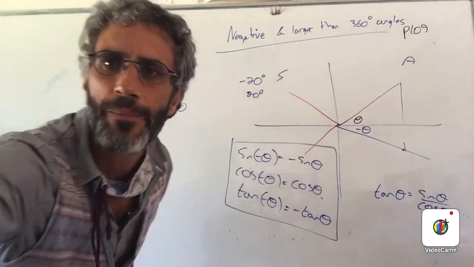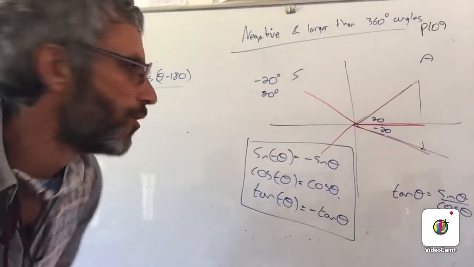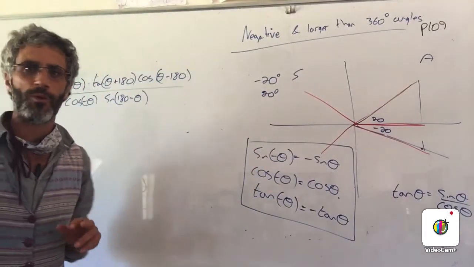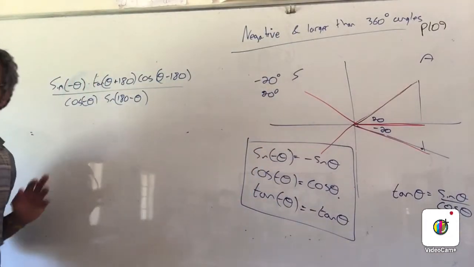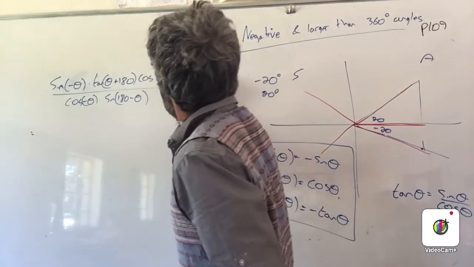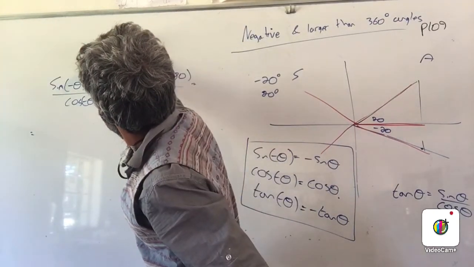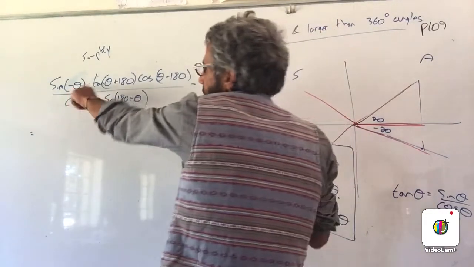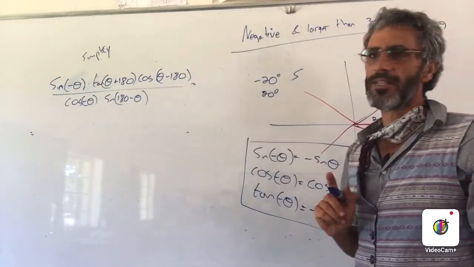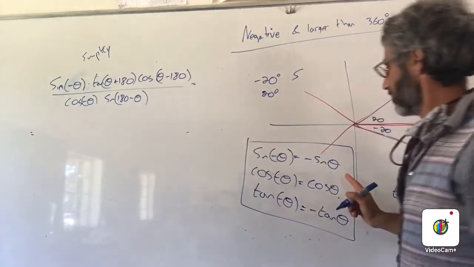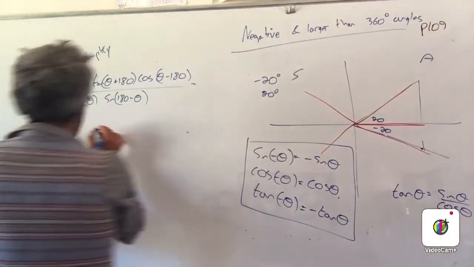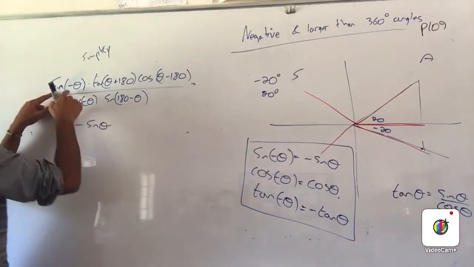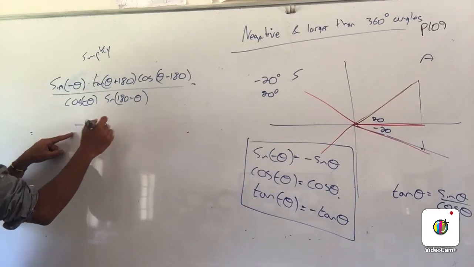I'll pause here. Let's use what we've learned now, and we still need to remember what we learned last lesson about the reduction formulas, to simplify this. Let's start with sine minus theta. What is sine minus theta? Sine minus theta is negative sine theta. So I'm going to write negative sine theta.